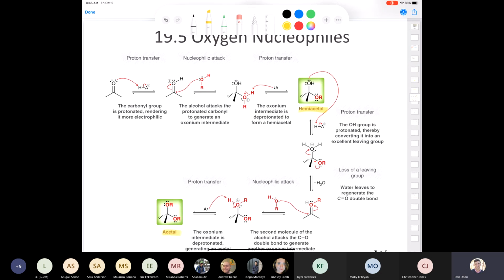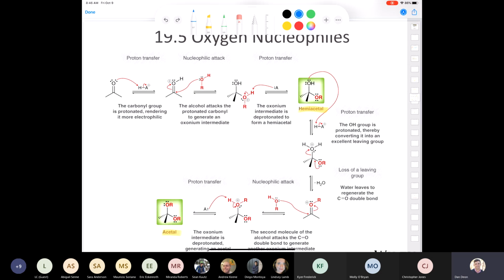The first step is a proton transfer to protonate the carbonyl to render it more electrophilic. Then we get a nucleophilic attack of the alcohol. We form an oxonium, which gets deprotonated. And then we end up forming our hemiacetal.